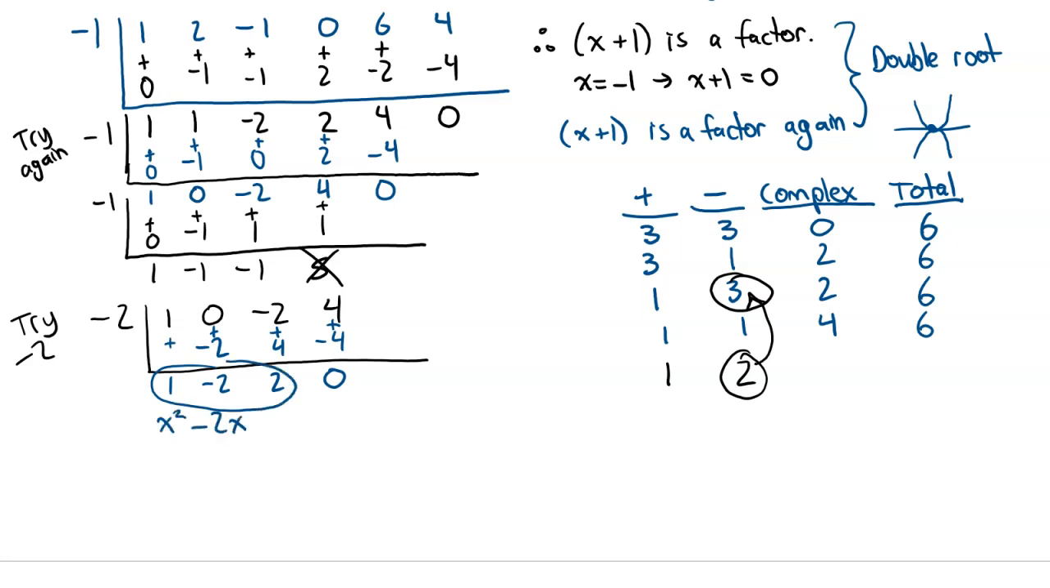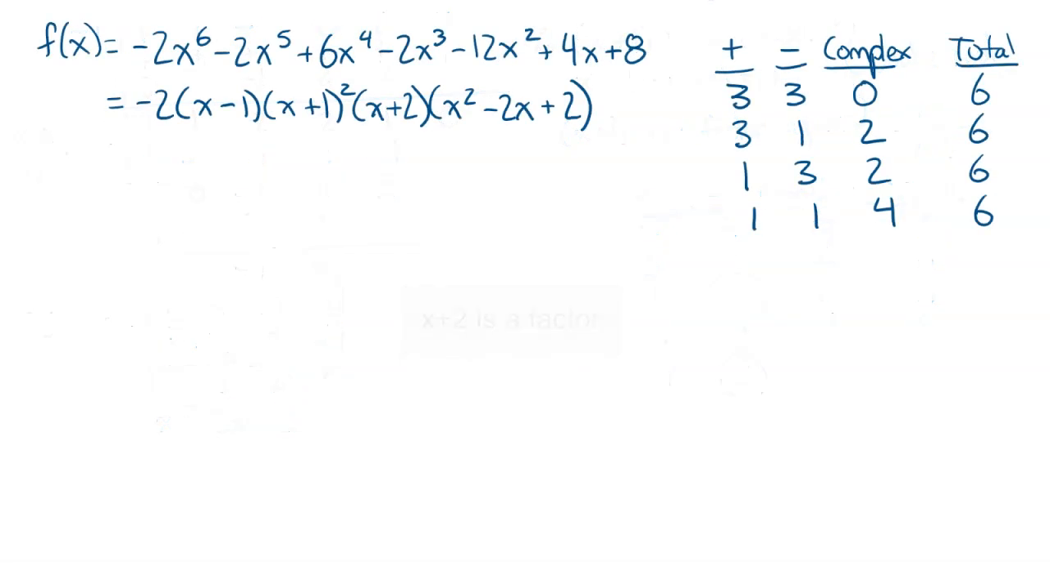The first term is an x squared term, the next term is an x term, and the last term is a non-x term, or an x to the power of 0 term. And because negative 2 is a root, that means x plus 2 is a factor. So we have x plus 1 as a double factor, we have x minus 1 as a factor, and now x plus 2 also as a factor. So writing that in factored form, it brings it all down to this. And the last piece we have to solve is this x squared minus 2x plus 2.